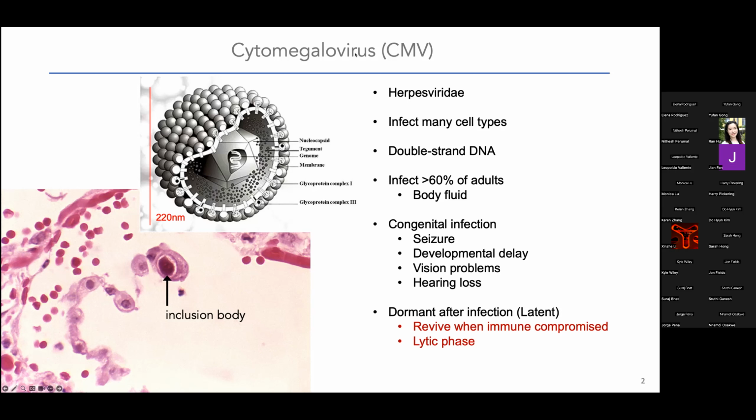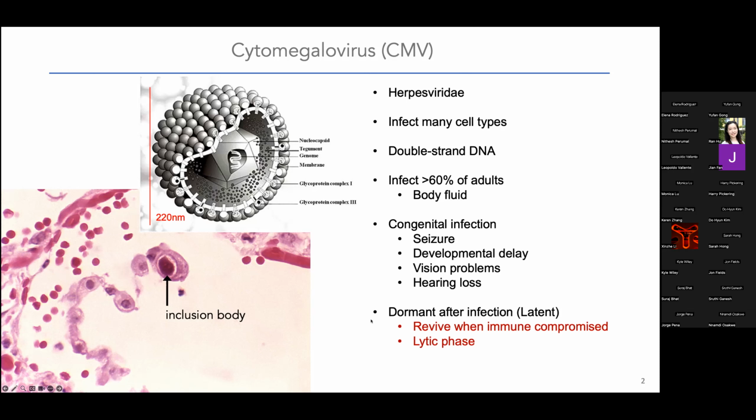Cytomegalovirus belongs to the herpesviridae family, in a subfamily called betaherpesvirinae. Cytomegalovirus can infect many human cell types, including fibroblasts, blood cells, hematopoietic cells, epidermis, etc. It contains double-strand DNA in its genome inside this capsid.